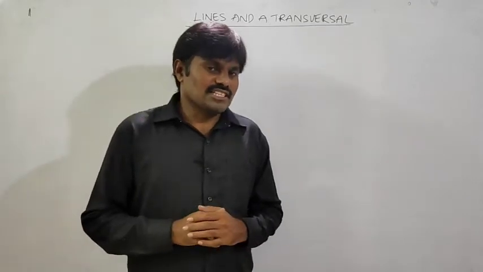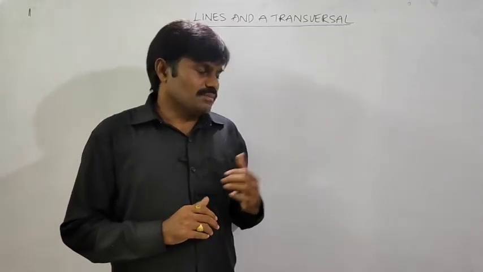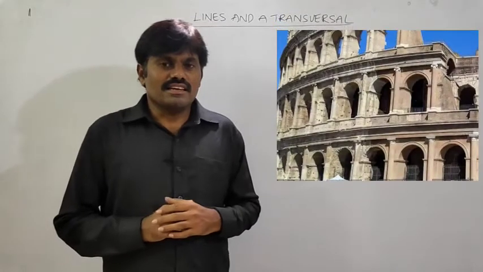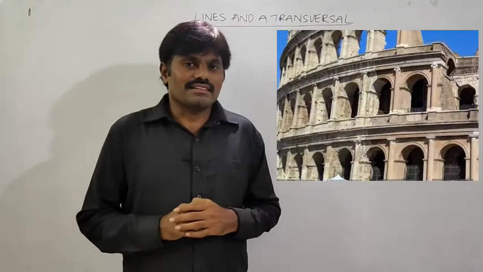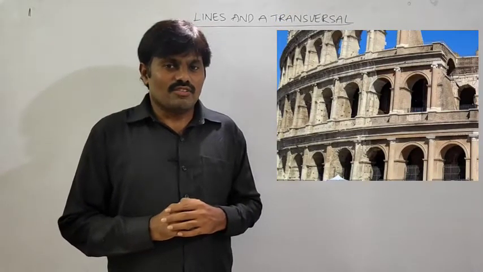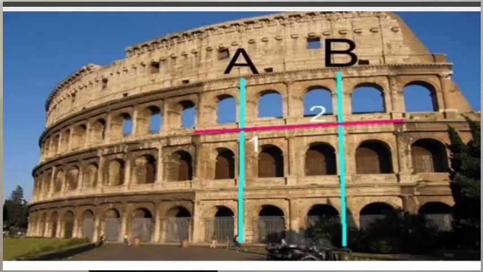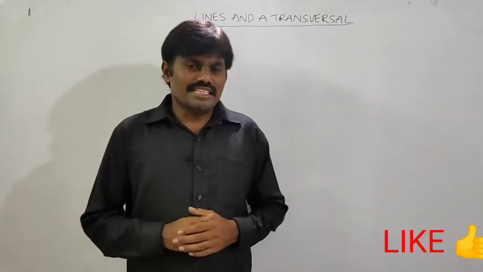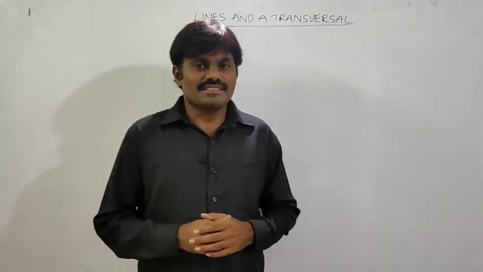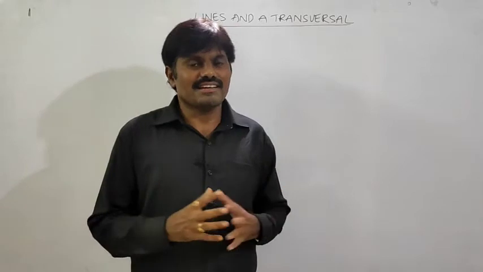In architecture also we use it. See the picture. It is a historical landmark located in Rome, Italy. It was a stadium back when it was first built. So they also have a transversal passing through it. In this way, architects and builders use basic geometrical concepts.